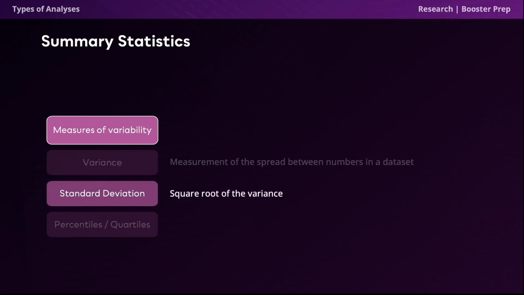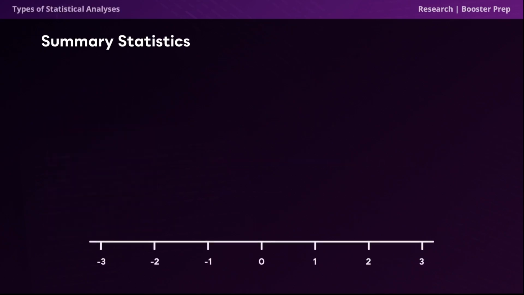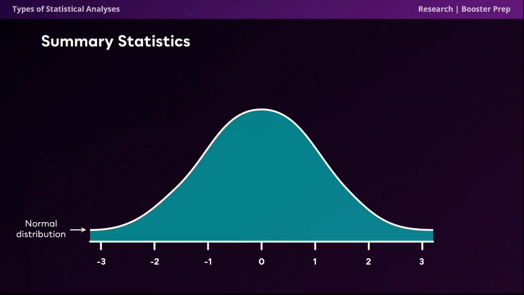We can think of the standard deviation as the average distance between each data point from the mean value. It's important to know that the standard deviation is the square root of the variance. The smaller the standard deviation, the closer the average data point is to the mean value. The greater the standard deviation, the farther away the average data point is to the mean value. And don't worry, percentiles and quartiles will be discussed soon. Now we're ready to apply some of our knowledge. Now let's say we have a normal distribution, which is sometimes called a bell-shaped curve.